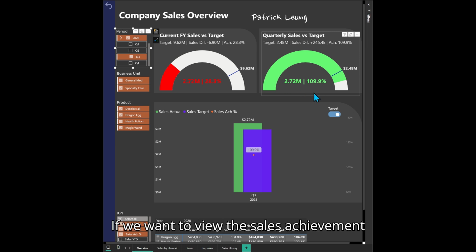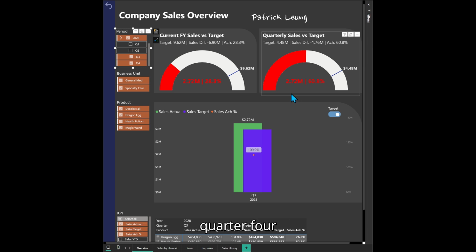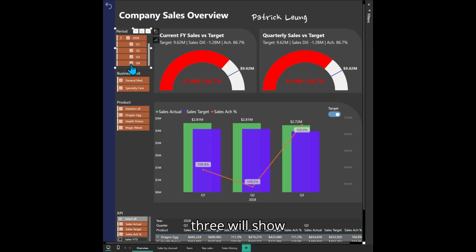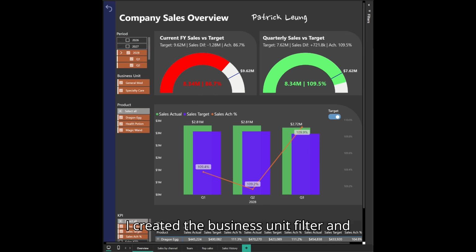If we want to view the sales achievement for the second half, just select both quarter 3 and quarter 4, and the color turns red because the achievement is only 61%. Or, if today is still in September, selecting quarter 1 through quarter 3 will show the year-to-date YTD sales performance. I created the business unit filter and product filter to allow granularity for deeper analysis. Very often we need to examine sales performance and conduct analysis by business unit or at the brand level.